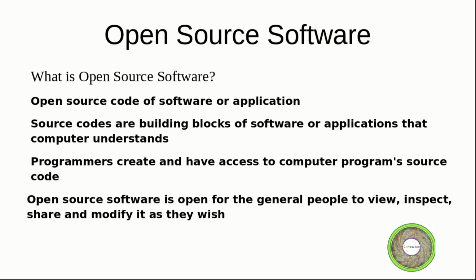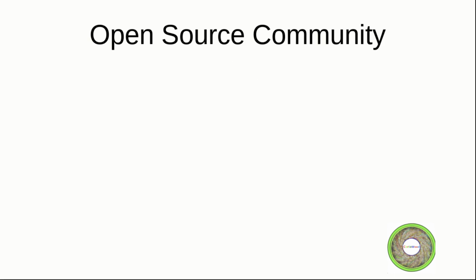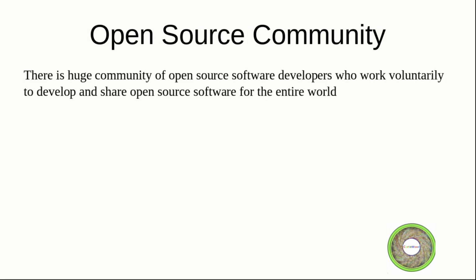So basically anyone can modify and share or even contribute to its development because its design is publicly accessible for anyone, programmers and non-programmers. It's like an open door to software, where everyone is invited and most welcome to come in and stay, as opposed to closed source software, where only the creators of the software are welcome, so the door is closed for the public. Open source originated in the context of software development to designate a specific approach to creating computer programs. Today as we speak, there is a huge community of open source software developers who work voluntarily to develop and share open source software for the entire world.